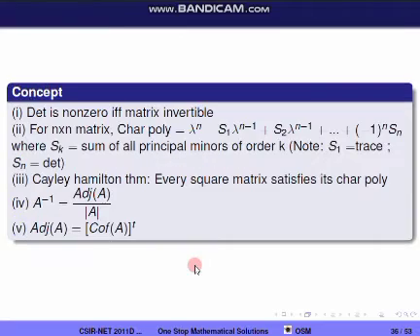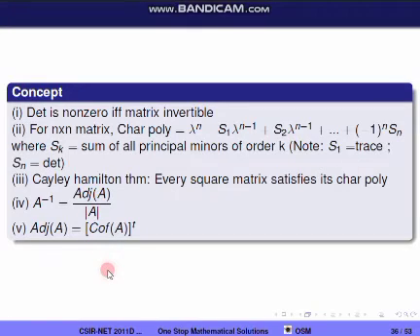So first of all, we look at the concepts used. Determinant is non-zero if and only if the matrix is invertible. For an n cross n matrix, the characteristic polynomial is equal to lambda power n minus s1 lambda power n minus 1 plus s2 lambda power n minus 2 plus etc. up to minus 1 whole power n sn, where sk is the sum of all principal minors of order k, s1 is the trace, and sn is the determinant. Cayley-Hamilton theorem states that every square matrix satisfies its characteristic polynomial. A inverse is equal to adjoint A by determinant of A, and adjoint A is equal to the cofactor of A transpose.